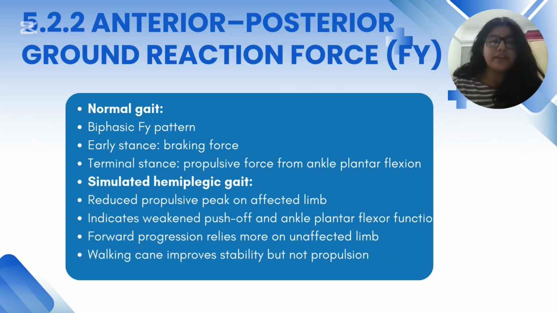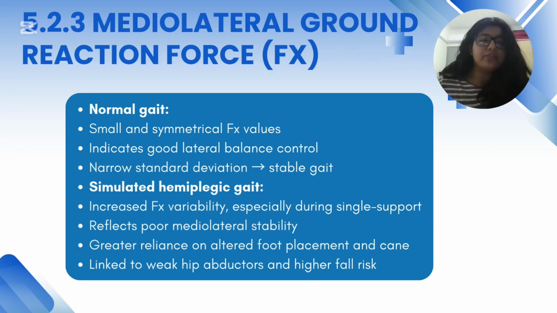In terms of anterior-posterior ground reaction force, normal gait displayed a clear braking phase followed by a propulsive phase during terminal stance. In the hemiplegic condition, the propulsive force on the affected side was reduced, indicating weakened push-off due to impaired ankle plantar flexor function. As a result, forward progression relied more on the unaffected limb, and although the walking cane improved stability, it did not restore normal propulsion.